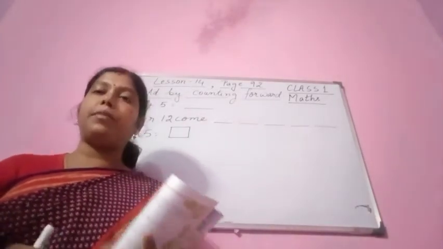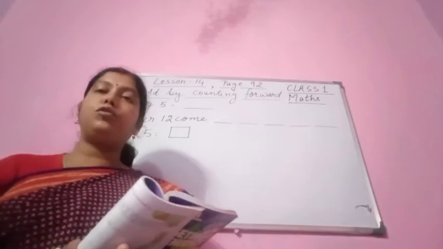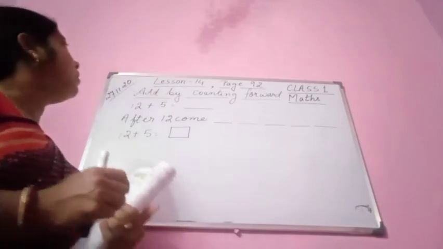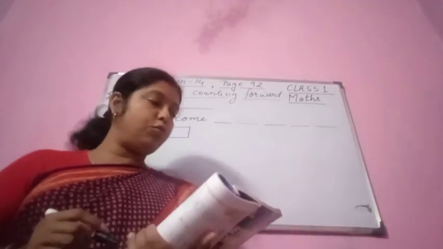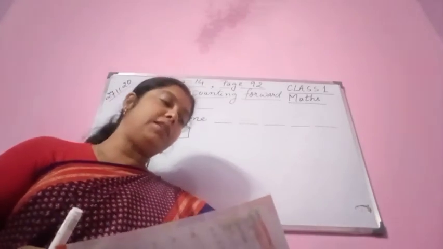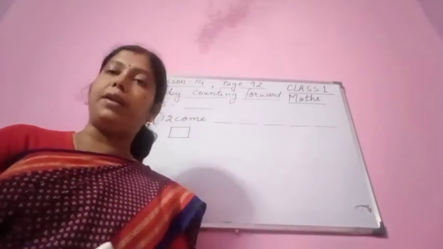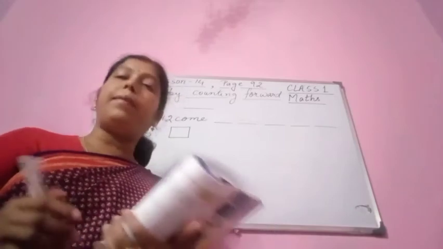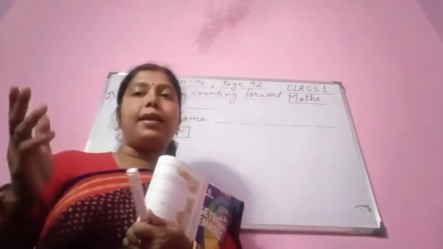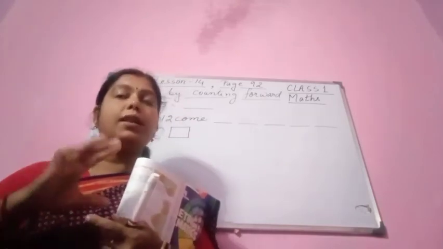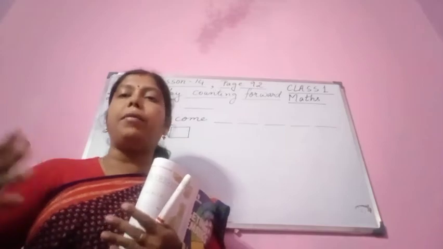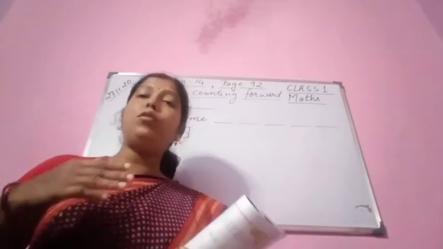So today in class 1 maths, we are going to do page number 92. This is lesson 14, page 92, we are doing add by counting forward. In our previous class, we have done add on the number line. Today we will do add by counting forward. We are going to count forward, okay. In our previous class we added on the number line, and now we are going to count forward.